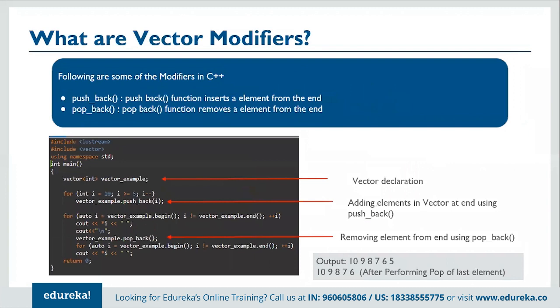Now let's move on and see some of the vector modifiers. So what is a modifier? In this case we say push_back. Basically, the push_back function inserts an element at the end. So if you assume this to be the beginning and this to be the end, insertion happens at the end.